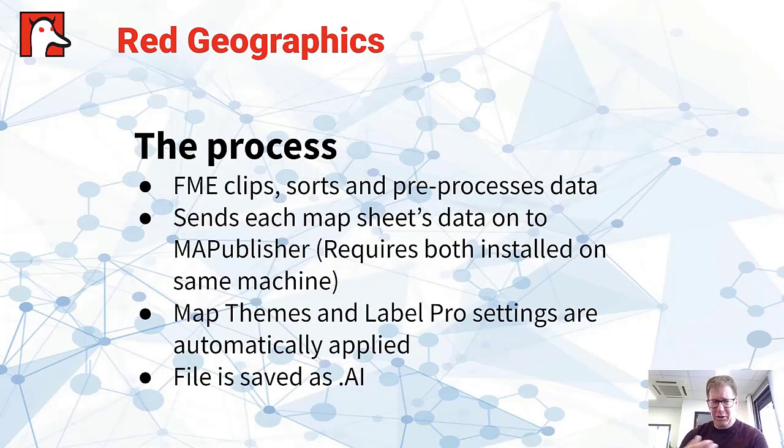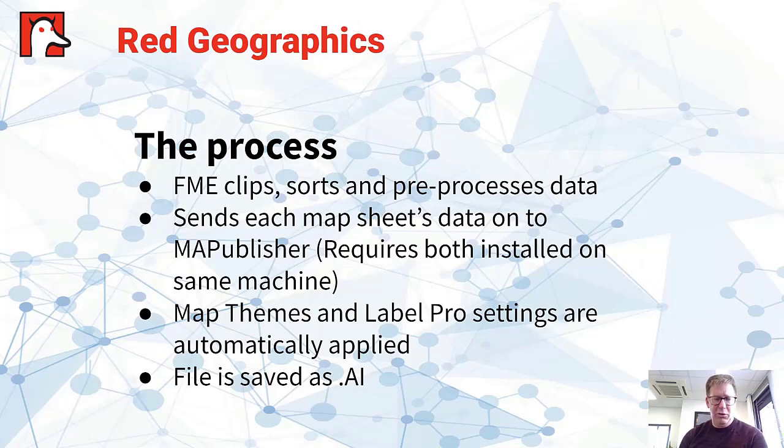So what happens is FME is going to read that shapefile with the map sheets. It's going to use that to read data from the database and from the WFS service, clip those data sets to the map sheets, make sure that all of the data is going to MAPublisher in the correct order, so all of the layers end up in the correct order, and it does a little bit of pre-processing on the data. Then for every map sheet, it sends that data onto MAPublisher. This does require that both MAPublisher and FME are installed on the same machine and that Adobe Illustrator is already up and running.